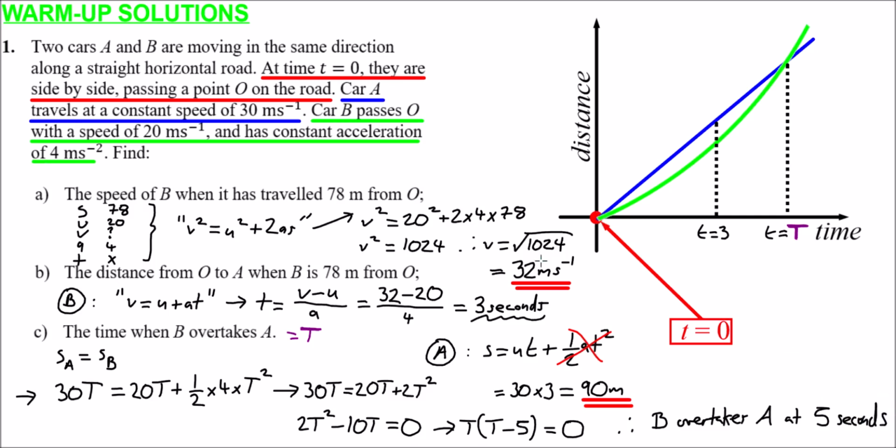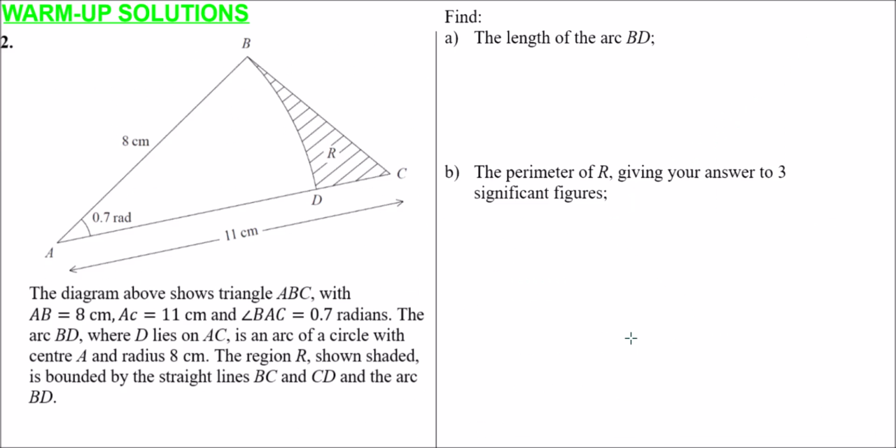And so therefore, we've done the first warm-up question. Let's now have a look at warm-up question 2. So for question 2, we've got a diagram showing triangle ABC, with AB being 8, from A to C is 11, and BAC is 0.7 radians. So the arc BD, where D lies on AC, so D is somewhere on the straight line AC, we're told it's an arc of a circle with a centre A and radius 8 centimetres. The region R, which is shaded here, is bounded by the straight lines BC and CD and the arc BD.